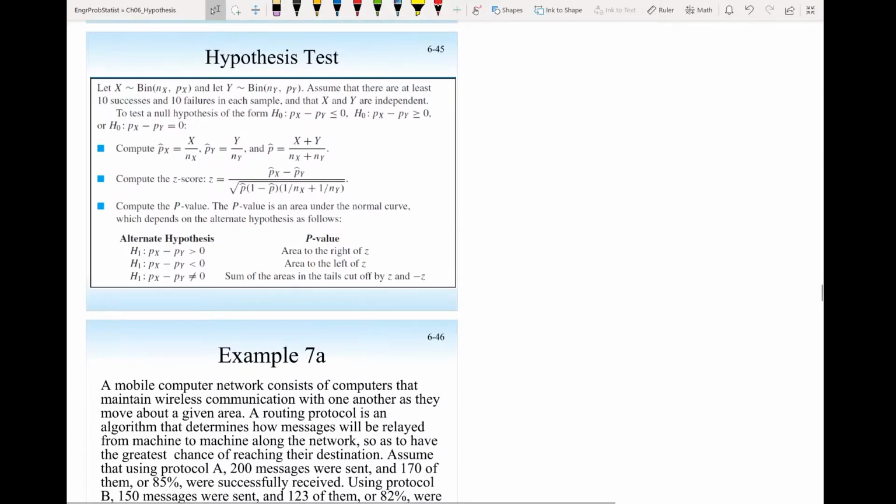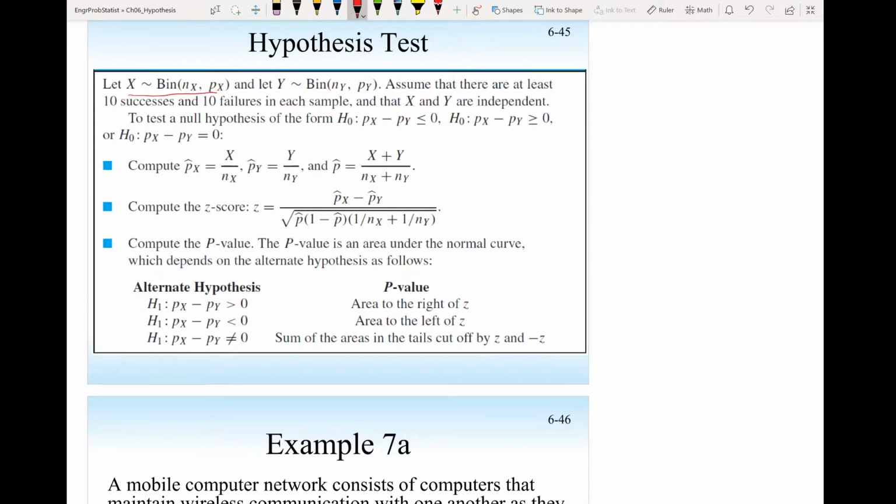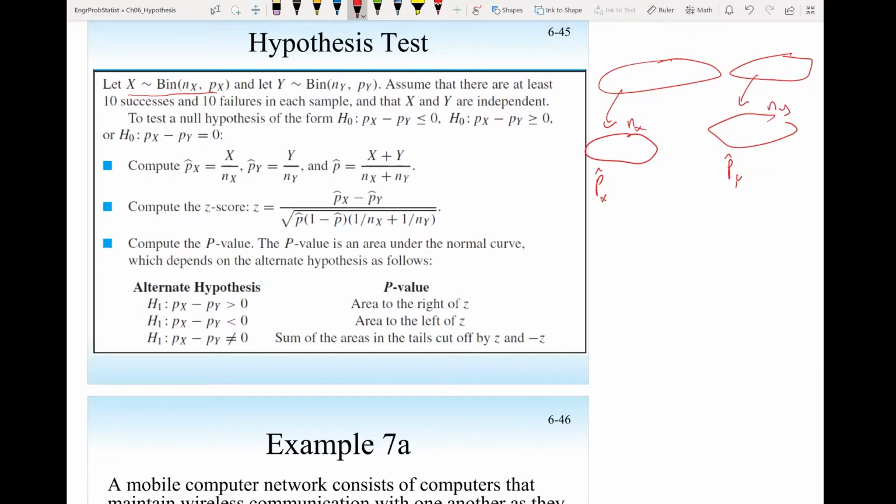Let me zoom this in. Let X be a binomial. So I have two populations, and here a manufacturer. So it's either you create a product success or failure. So they have a binomial. And if I take a sample here and a sample here, I calculate pX hat, pY hat, and here is nX and here is nY. And according to the central limit theorem, if you have at least 10 failures and 10 successes in the sample, then I can use the central limit theorem. And this p will have a normal distribution.